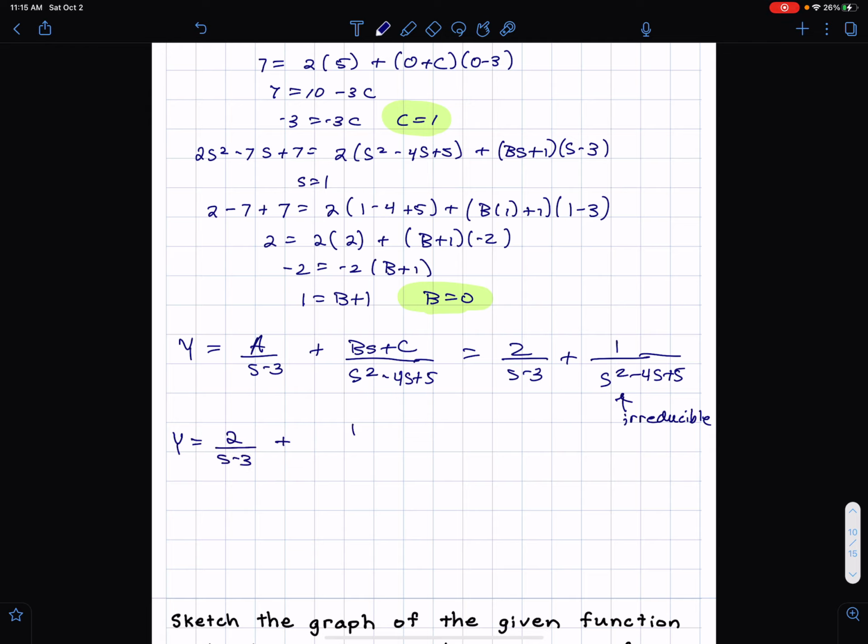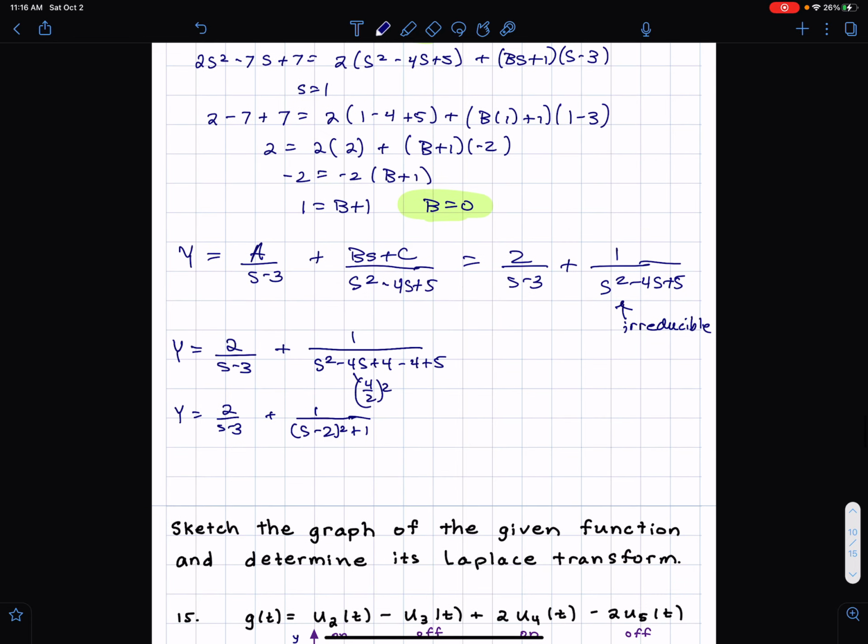We did that in pre-calc, so seems like we might be able to remember that. 4 divided by 2 and square it. So I get plus 4 minus 4 plus 5. So I add the 4, subtract the 4. Why would I do that? Because this makes y equals 2 over s minus 3 plus 1 over s minus 2 squared plus 1. I'm going to use formulas.